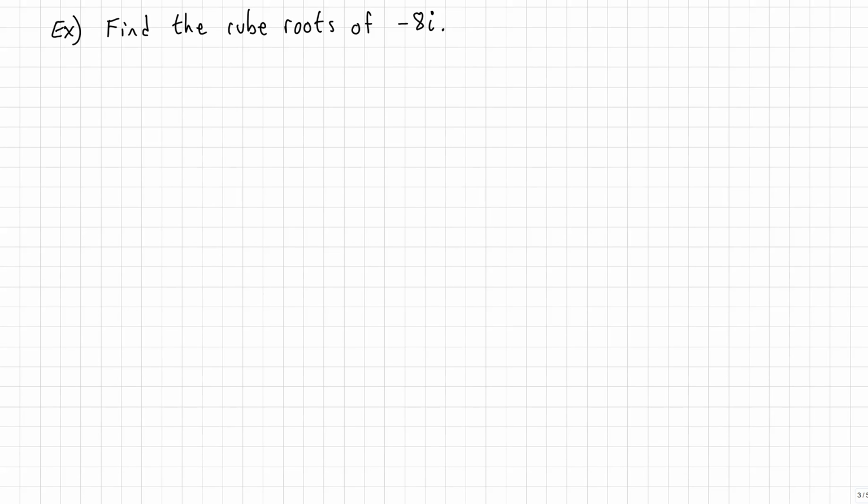So let's start by finding the cube roots of negative 8i. So we want all the cube roots of negative 8i. Basically, what this is asking for is all z such that z cubed comes out to be negative 8i. We're supposed to come up with all the complex numbers that, when cubed, come out to be negative 8i.